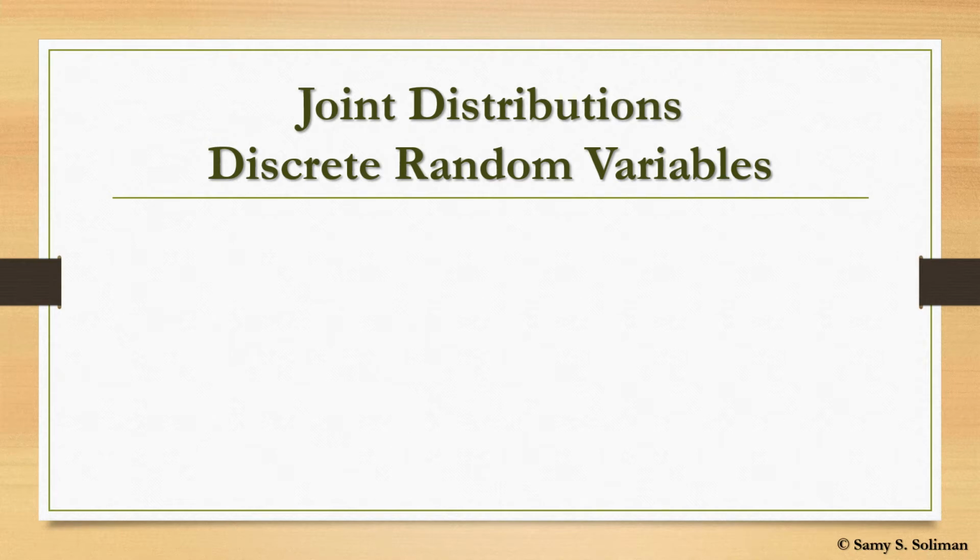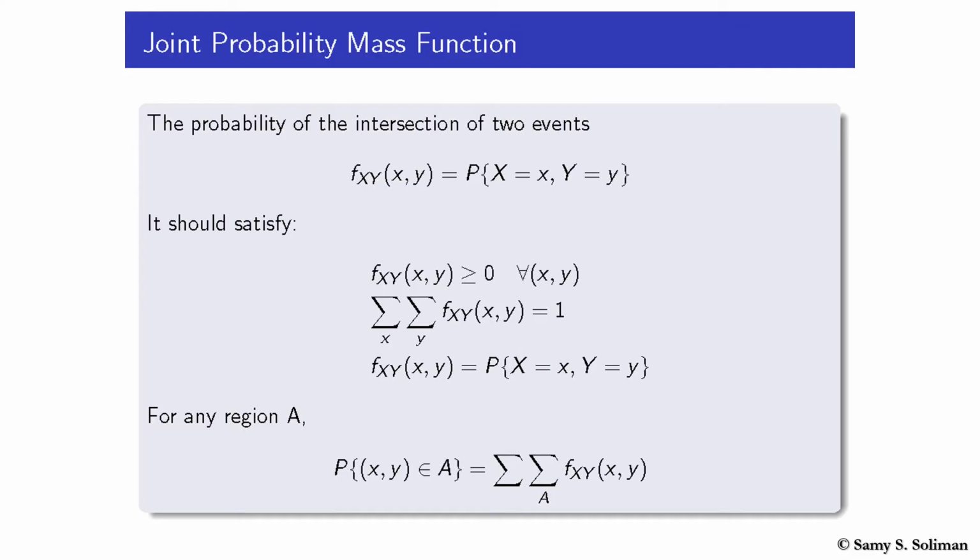Let's start with joint distributions of discrete random variables. When we have joint random variables, that means that we have more than one random variable. Typically in this lecture we will be focusing on the case of two random variables, but in general when we have more than one random variable, we might be interested in finding the joint distribution. The joint distribution is the probability that the first random variable takes a certain value as well as simultaneously the other random variable takes another value.